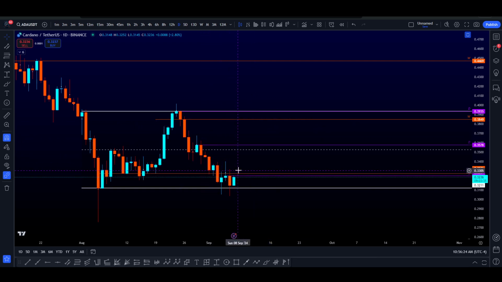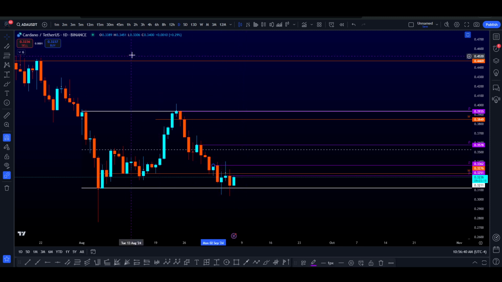Okay, so now we're on a daily here. So I marked out this daily before. This daily level has been tapped, and that's pretty much it so far. And there's a daily level up here, and as you can see how important these daily levels are, because if you were to chart Cardano a few days ago and you marked this daily level out, this was here, right?